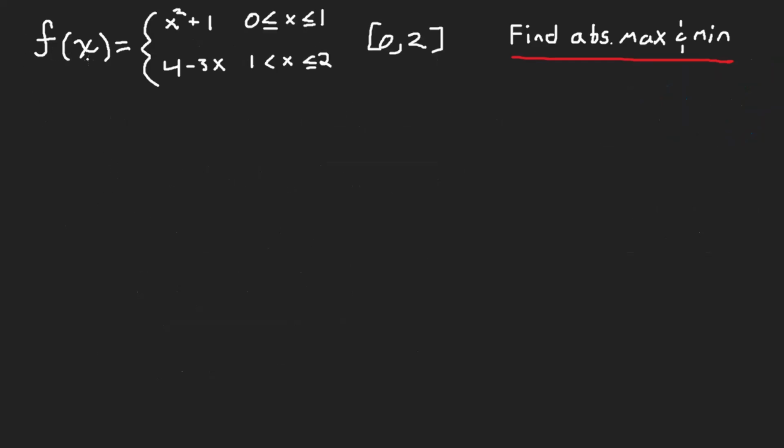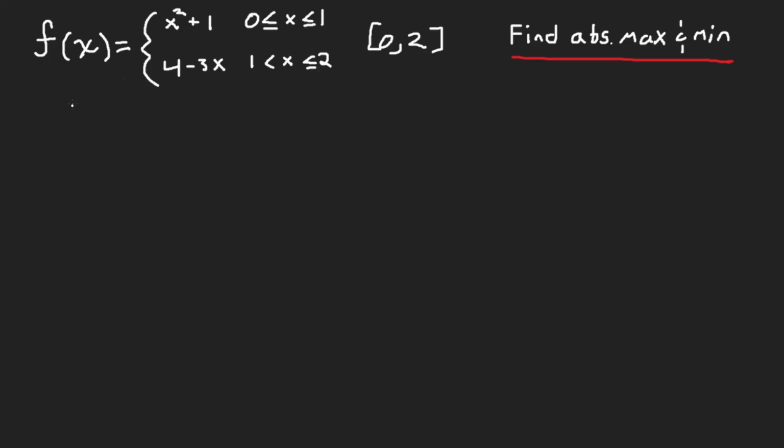So for our last example, we're given the piecewise function f of x equals x squared plus 1 in the interval between 0 and 1, and 4 minus 3x in the interval between 1 and 2, not including the 1. And we're being asked to find the absolute max and min again.